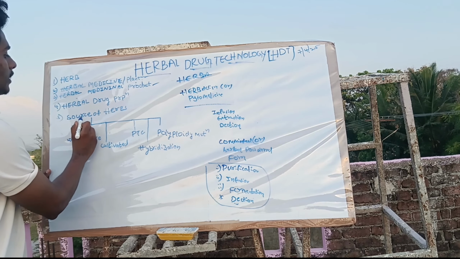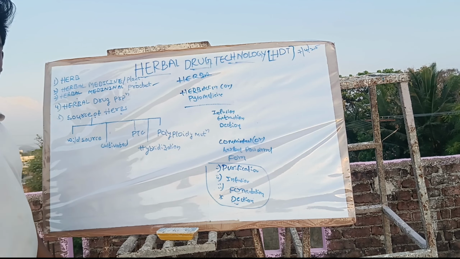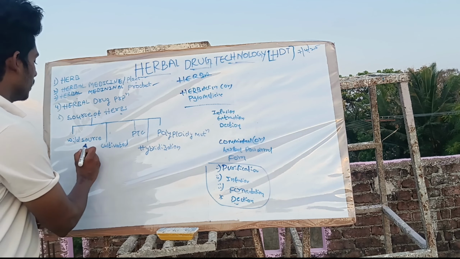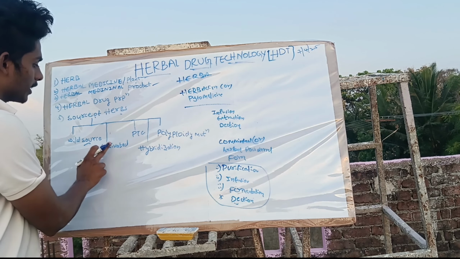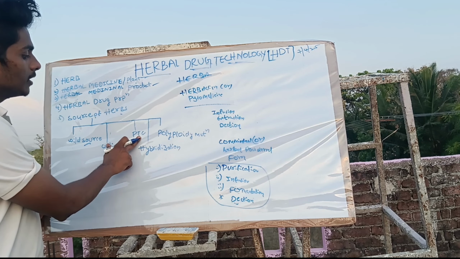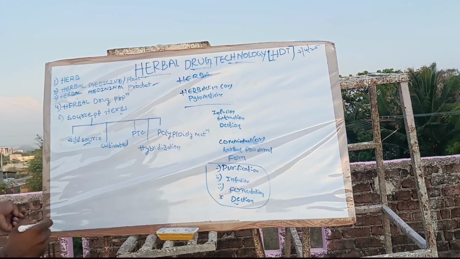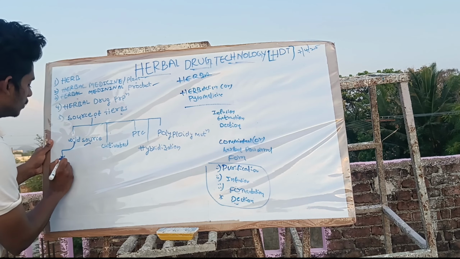Next, we go through source of herbs. Source of herbs is classified into five different types: wild source, cultivated source, plant tissue culture, hybridization, and polyploid mutation. So first we go through wild source.